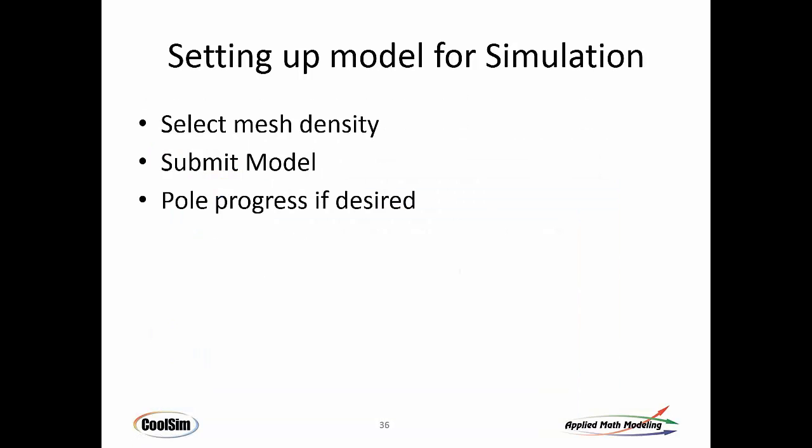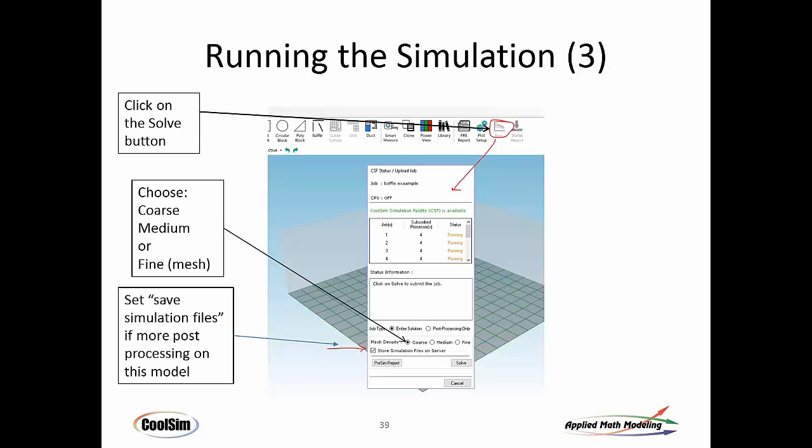Mesh density is set up as coarse, medium, and fine, is how we did it in CoolSim. Now, meshing can be a whole subject in and of itself. We're using automated meshing here. This is hex-dominant, body-fitted, non-uniform hybrid meshing that we're using. It's an Ansys technology. And it comes up when you hit the Solve button.